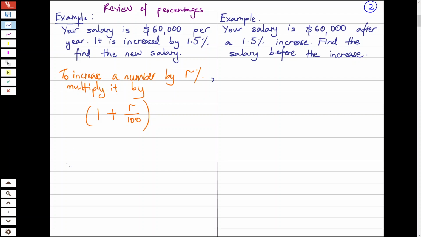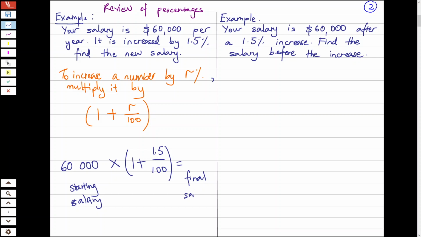So if we start off with 60,000, that's our starting salary, then I'll multiply it by 1 plus 1.5 divided by 100. Whatever this number is will be the final salary. Now, if you do this calculation, you'll get $60,900. Is that what you guys got? Yeah. Okay, excellent.